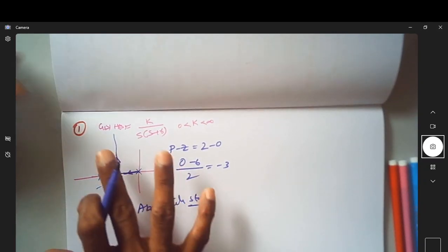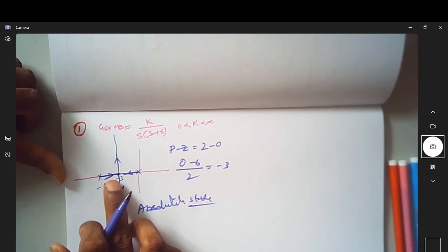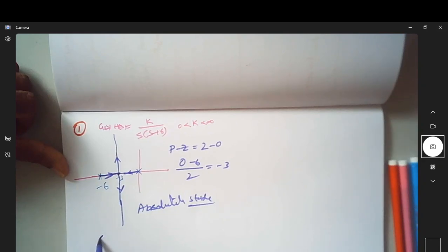So this is how you can do it. Of course I said that this will always happen at the middle. You can actually verify it. So what is delta of s? Delta of s is s square plus 6s plus K equal to 0. Then K can be written as minus of (s square plus 6s). Then you can write dK by ds equal to 0. Then the derivative is 2s plus 6 equal to 0.